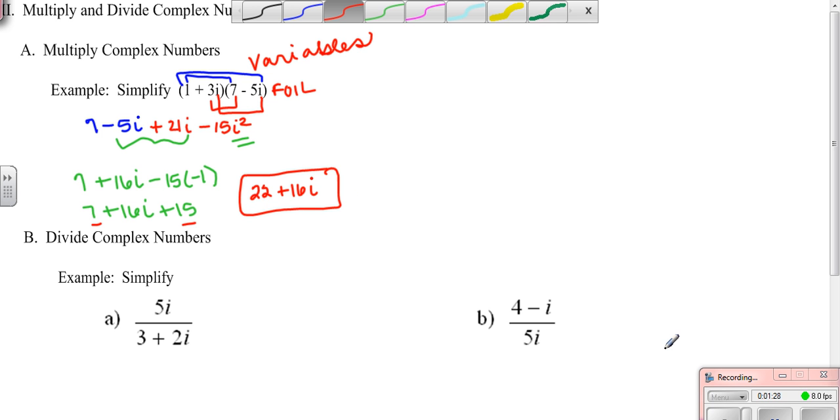Usually, when you FOIL with imaginary numbers, everything will boil down to a complex number. So if you end up with a trinomial or you end up with 4 terms and nothing is combining, you probably want to go back and take a look, because usually they will boil down to a complex number.